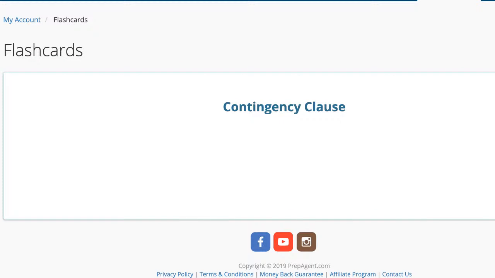Okay, what is a contingency clause? What do you guys think? What's a contingency clause?